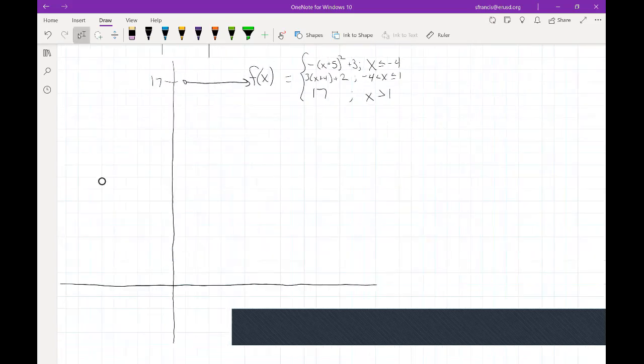The next piece is a linear piece. To be honest with you, ladies and gentlemen, I don't draw, and I'm old, I've been doing this a long time, so this is the way my brain works now, and I try to share it with you guys so you can get a better understanding, at least I hope. I would plug in the 1 for x and see what I get. Then I would plug in -4 for x and see what I get. And then it's a straight line between the two. I wouldn't go rise over run, plot a point. I wouldn't do any of that.